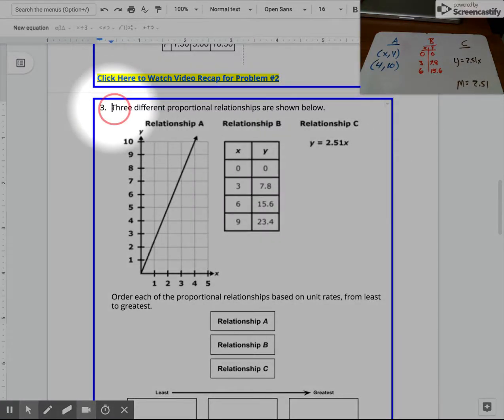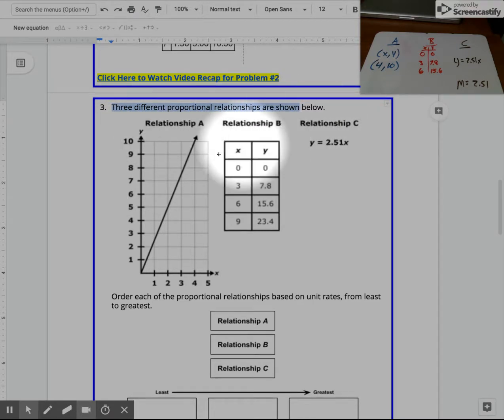Problem 3 gives us 3 different proportional relationships, A, B, and C. A is shown as a graph, B is a table, and C is an equation. They tell us each one's a proportional relationship, which makes it pretty helpful because they say for each of these proportional relationships, based on the unit rates, order them from the least to the greatest.